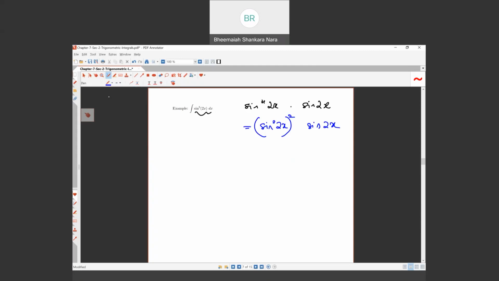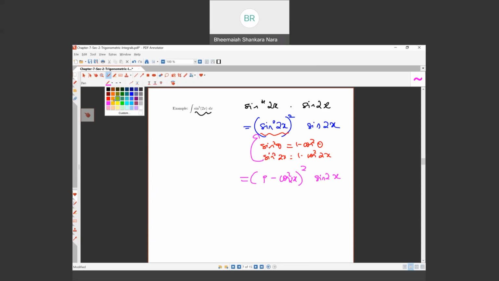Now I use the formula for sine square 2x here, which is sine square theta equal to 1 minus cosine square theta. Now I replace theta with 2x, so sine square 2x is 1 minus cosine square 2x. So when I break it like this and plug this formula back in, the equation becomes 1 minus cosine square 2x, all squared, times sine 2x.